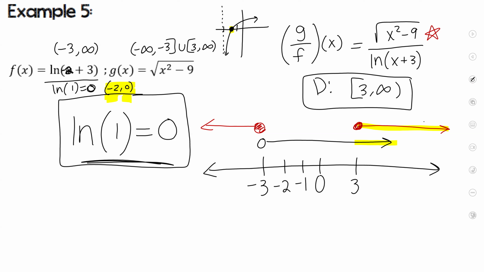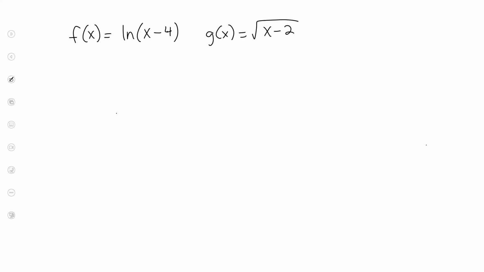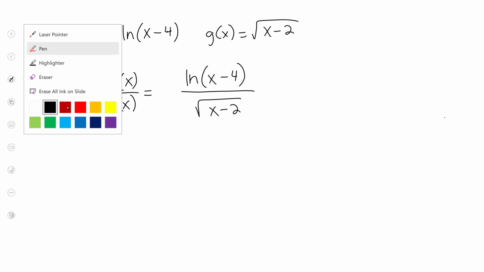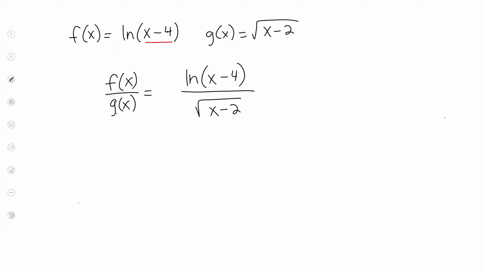All right, so guys, I want you to try example 4. Everyone go to example 4. All right, good discussions. Let's do f divided by g. So f of x divided by g of x. We'll have the natural log of x minus 4 over the square root of x minus 2. Before you do anything, I want you guys to tell me what the domains are. What does this graph look like?